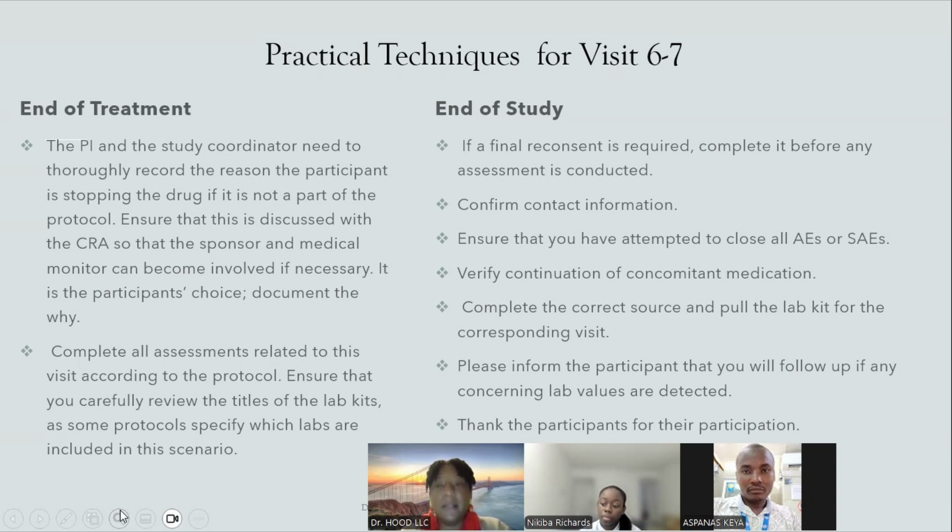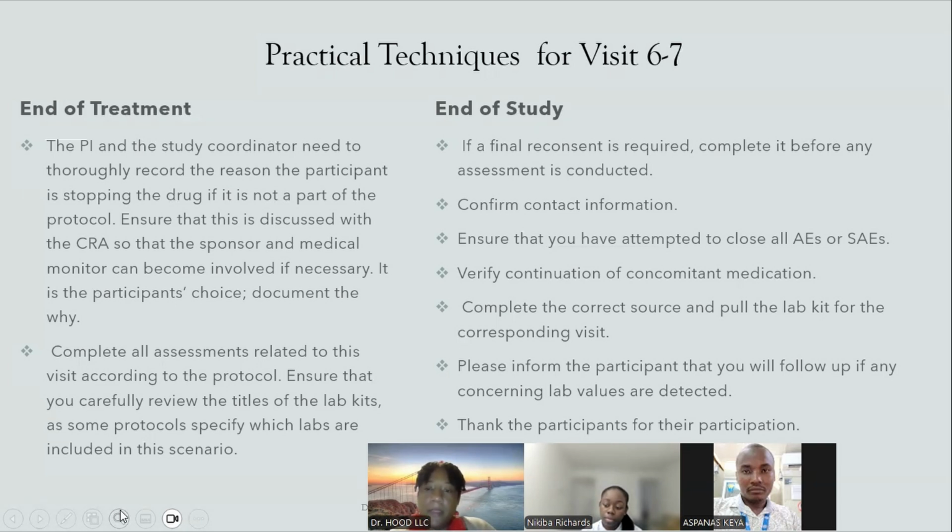You want to confirm contact information because in the event we find out some bad safety information about the investigational product and the sponsor wants all participants notified, we need to make sure before they leave the trial that we have good contact information. We also want good contact information because if they experience an AE or SAE and it was determined to be related to the IP, we need to follow up with them.